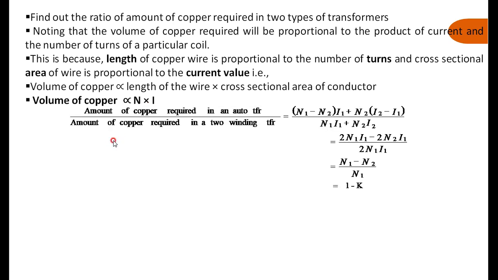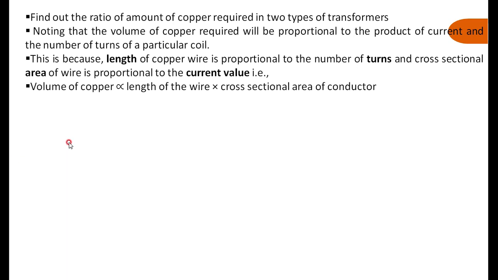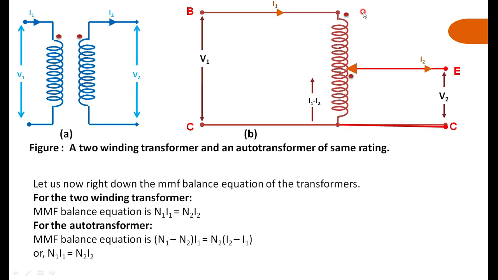Now I am comparing the two different transformers. First, I am taking the amount of copper required in the auto transformer. The amount of copper required is proportional to N into I. What are the N and I? That we will see for the auto transformer. The copper required for this particular portion is proportional to N1 minus N2 into I1, plus N2 into I1 minus I2. That is the total copper required.